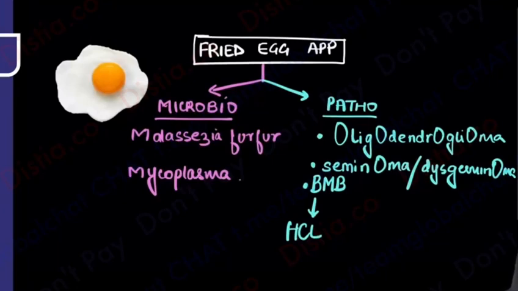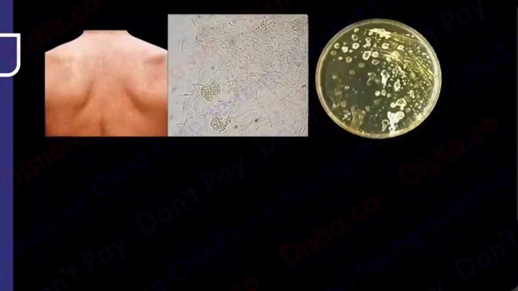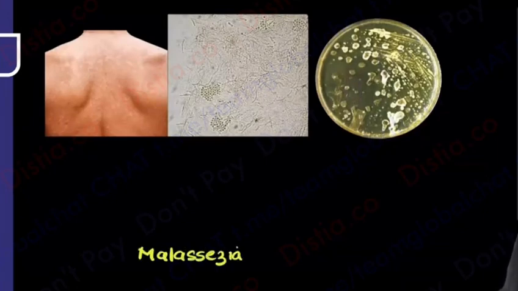Let's do a very quick recap. For microbiology, we have the 2 M colonies, that is Malassezia furfur and mycoplasma. For pathology, brain tumor oligodendroglioma, testicular and ovarian tumor seminoma, dysgerminoma, and on a bone marrow biopsy of hairy cell leukemia. Coming back, now it's time for us to, like I said, after every bacteria, virus, protozoa and fungus, summarize things. So here you have in front of you the classical summary of Malassezia furfur.